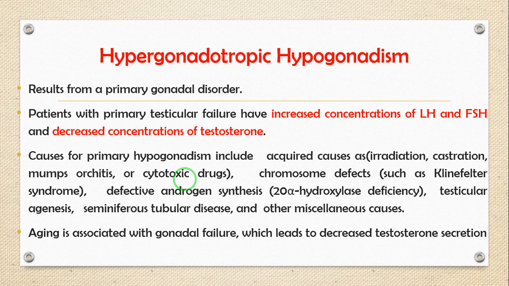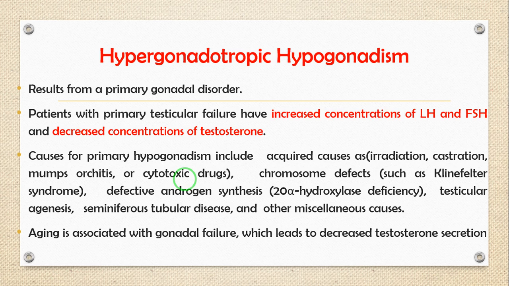For example, if the testis is exposed to a high dose of radiation or a severe infection that affects the testicular tissue, for example in case of mumps orchitis, or after chemotherapy that affects the testicular tissue, or sometimes when we have a chromosomal defect, especially the Klinefelter syndrome, sometimes there will be agenesis of the testicular tissue, or sometimes there is a defect in certain enzymes that are very important for the production of the testosterone, for example the 20-alpha hydroxylase deficiency.